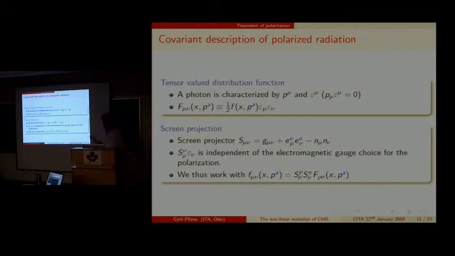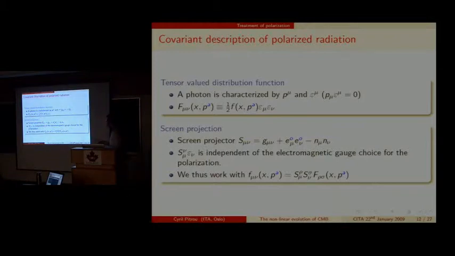And an essential tool in this formalism is the screen projector. So you probably already know this projector. If you have a given observer whose velocity is E0, that's the time tetrad, then you know that g_mu_nu plus E_mu E_nu will be a projector on the spatial slices, so something which will select spatial momentum. But then if you add also minus N_mu N_nu, then it will also select spatial slices, but orthonormal to the outgoing direction. And that's why it's called a screen projector.